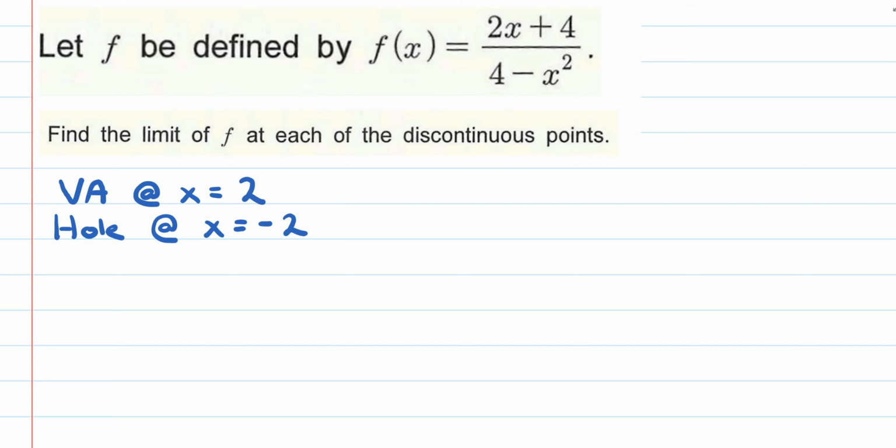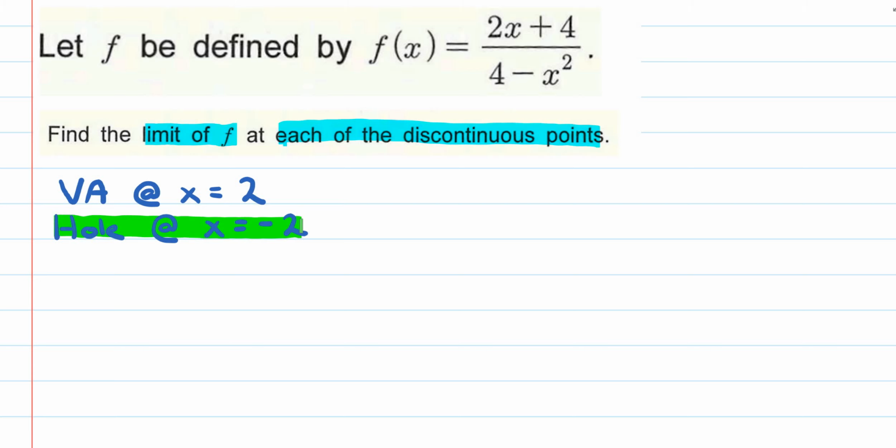For the last part of this particular problem, the question states that we need to find the limit of f at each of the discontinuous points. So back from part A, we had the discontinuous points at x equals 2 and x equals negative 2, and we want to find the limit at each of those x values. Okay, so let's start off with the situation when x is equal to negative 2. That's where we have the hole.